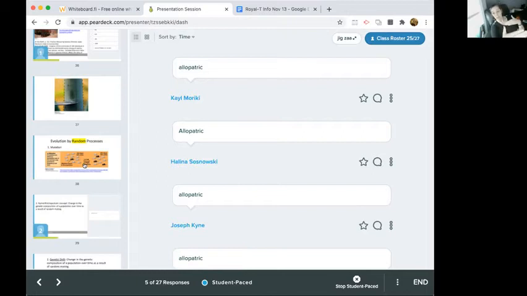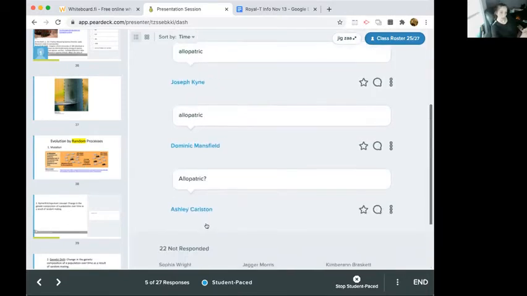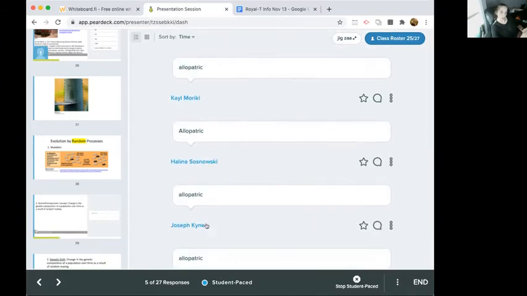Allopatric is different. So that's the geography, the actual physical mountain or the river or something geographically that starts to separate you. And then you actually are in different environments with different selective pressures of who's the best adapted. So it looks like most of you are getting that question right though, which is good.